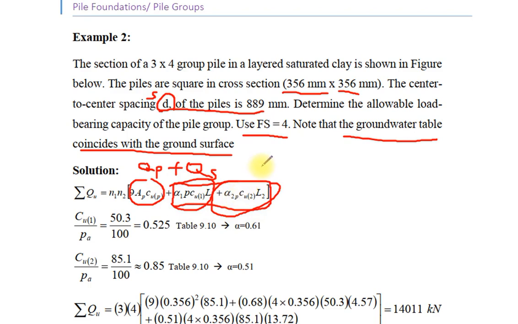Use the method presented by the book of Terzaghi, Peck, and Mesri in 96, and presented by the book of Das. Undrained cohesion over PA, atmospheric pressure: 50.3 over 100 equal to 0.525. Use the table below.